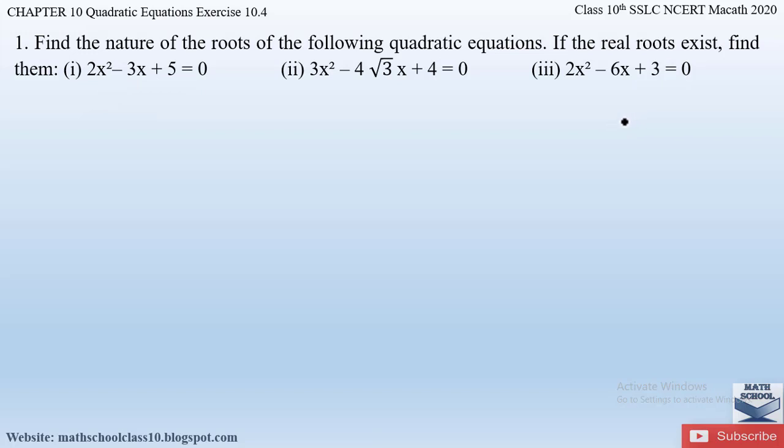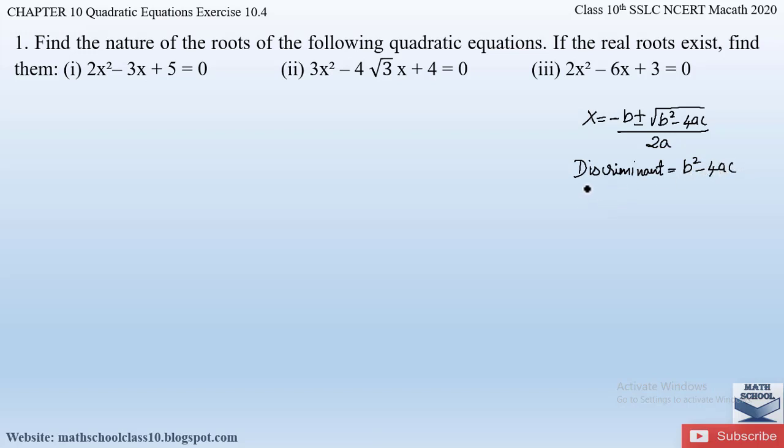To determine the nature of roots, you should know the quadratic formula, which is given by x is equal to minus b plus or minus square root of b square minus 4ac divided by 2a. Here the value b square minus 4ac is very important, which determines the nature of roots. So b square minus 4ac is also called the discriminant, since it determines the nature of the roots.